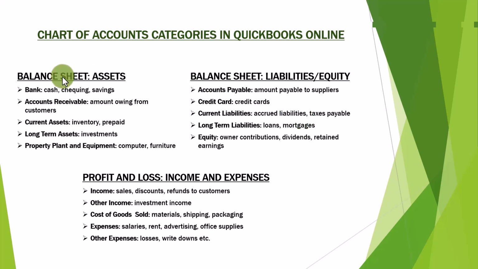We mentioned the balance sheet. The order in which you will see your chart of accounts goes from assets to liabilities and then income and expenses, which are on your profit and loss account.